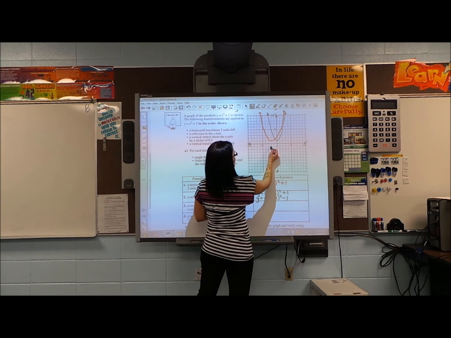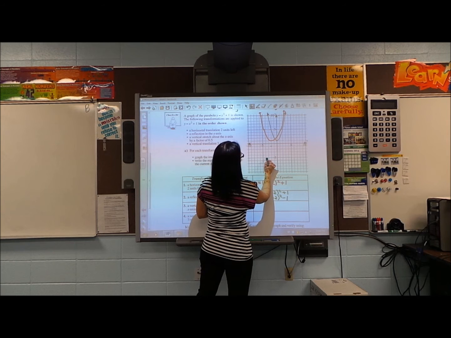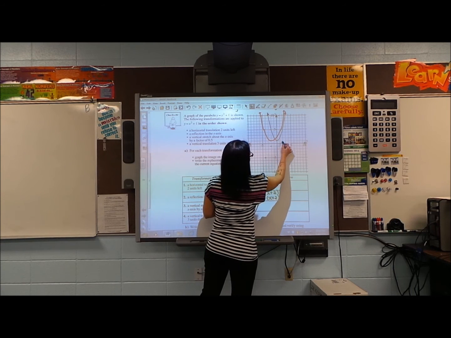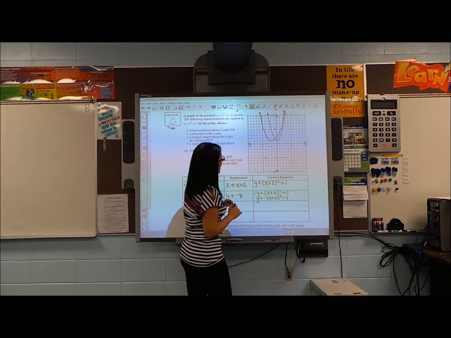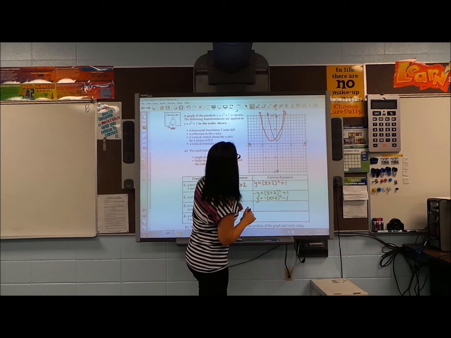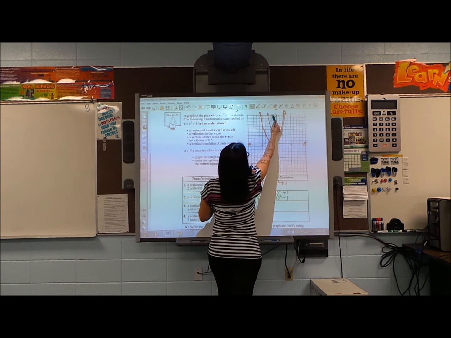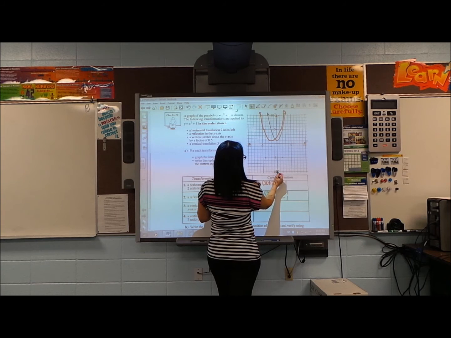So these points have to be equal distance away from the x-axis. And then this one is 3, 6.